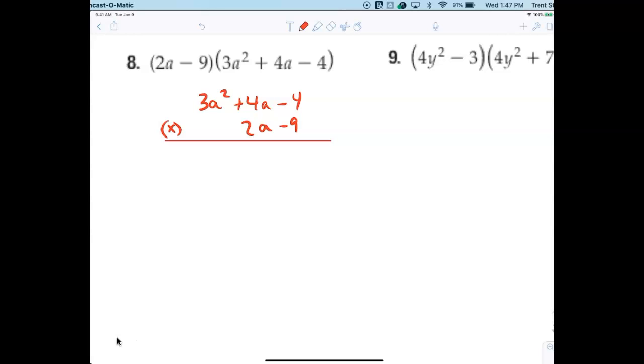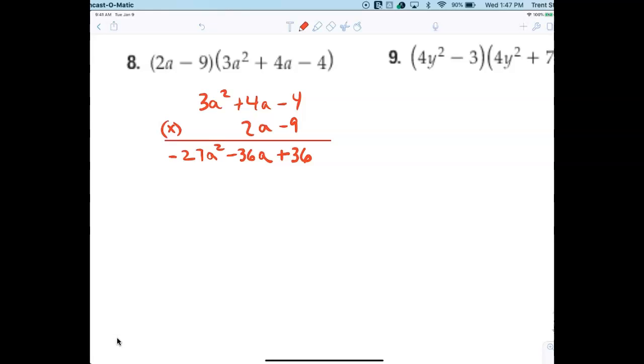Negative 9 times negative 4. You've got to tell me what kind: positive 36. Negative 9 times 4a: negative 36a. Negative 9 times 3: negative 27a squared.